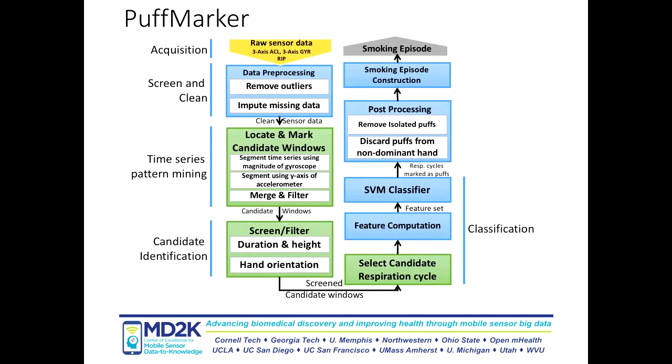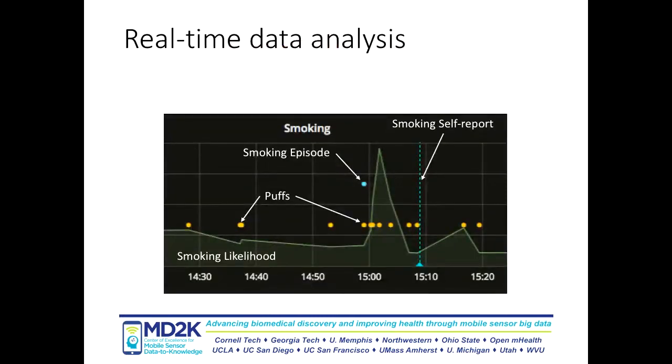The next set of stages involves the classification of identified candidates based on a pre-trained model. A final post-processing stage ensures that outliers are removed, further cleaning up the data set before it is finally constructed into a smoking episode. In our experience, most biomarker computations follow a similar approach, but simply generating real-time biomarker outputs is not sufficient for field deployments. The system should react to these events.